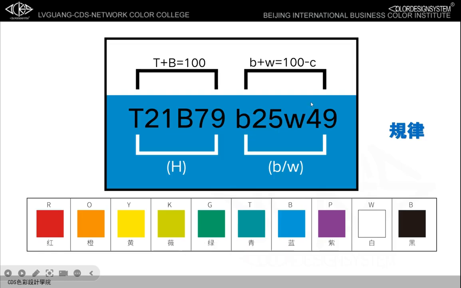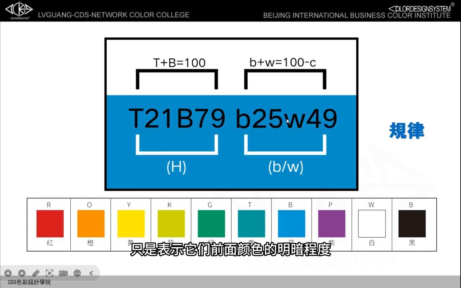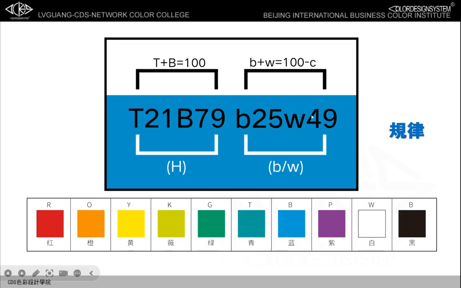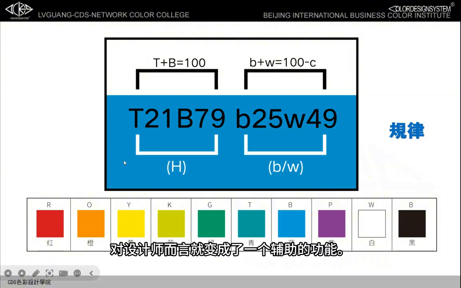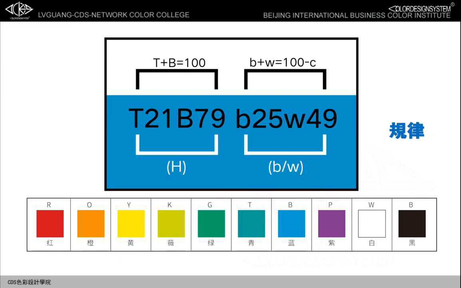If in the hue circle, it's a single hue position, it's an independent color. For example, T100 and B100. Then the color coding system behind them just shows how light or dark the color is. This is its color regularity. When we have this regularity of color, in fact, the color system exists for us. For designers, it becomes an auxiliary function. So we have the code for this color. We know for sure what color the designer is describing.